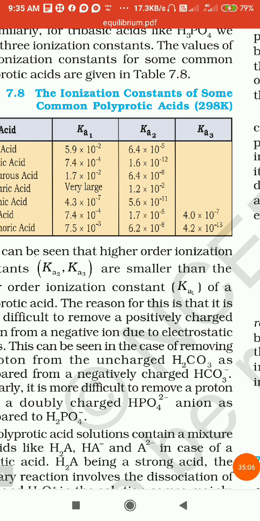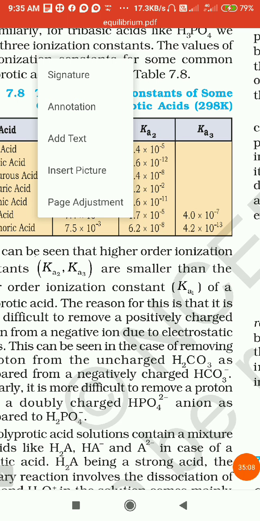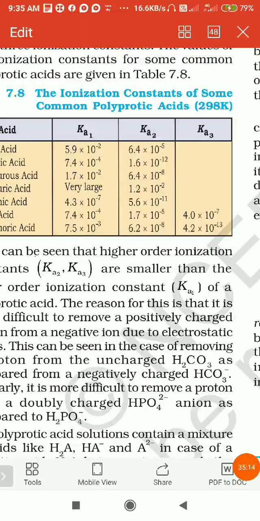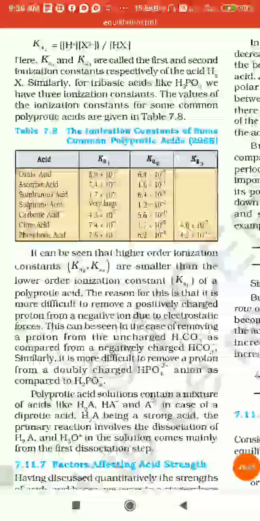So that's why the Ka1 value is always higher compared to Ka2, Ka3 and so on. One proton you can easily remove. Two protons, you have to apply somewhat more energy. Three protons, more and more energy. Four hydrogen atoms, more than that. So when more energy is used, the dissociation constant will be a lesser value. That is the reason they have given, just see there.